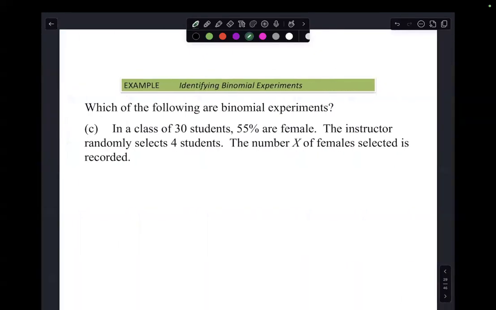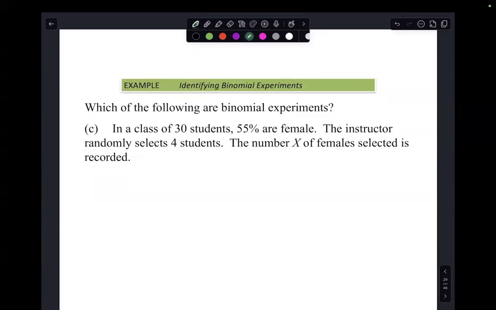In a class of 30 students, 55% are female. The instructor randomly selects 4 students. The number X of females selected is recorded. Okay. Fixed number of trials? Yes, he took 4 students. Are there 2 mutually exclusive outcomes? There are. They could either be a female or not a female. See, you have your little question mark there. That question mark was right.